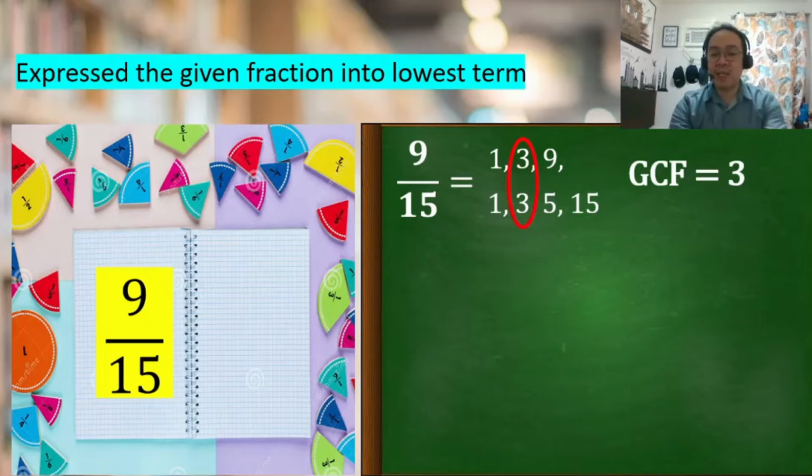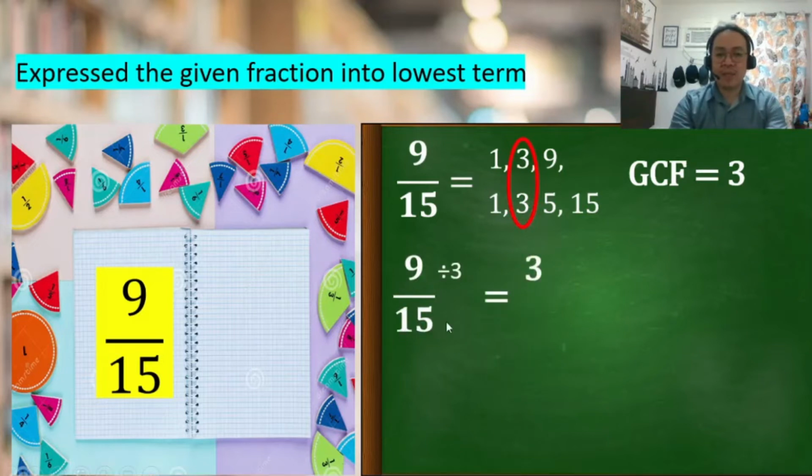Anong susunod nating gagawin? Ang susunod nating gagawin, i-divide lang natin si numerator, which is 9, and then si 15 na denominator sa kanyang GCF, which is 3. So 9 divided by 3 is 3. 15 divided by 3 is equal to 5. So therefore, the lowest term of 9/15 is 3/5.